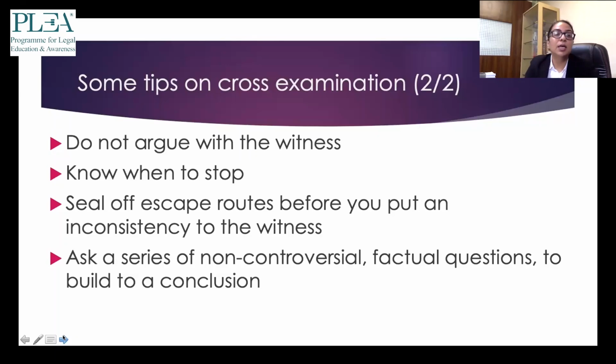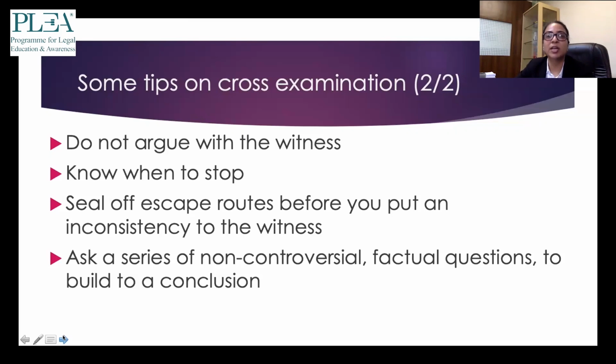The next is seal off escape routes before you put an inconsistency to the witness. Often what happens is that the witness has said something in his affidavit of evidence. In his cross-examination, he says something which is completely wrong. You want to put that inconsistency to him and say that here you've said this, here you've said this, now which is correct. If you directly do that, then he may say that, oh, there is a typographical error in my affidavit of evidence. Or at that point of time, I was not very clear.